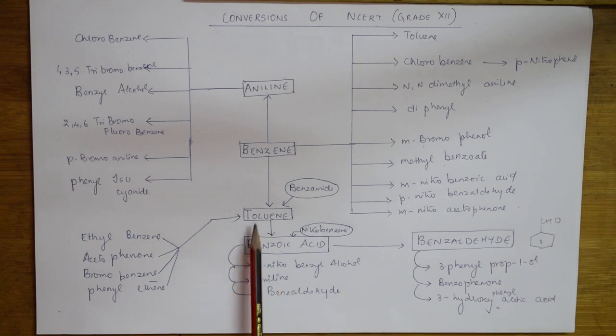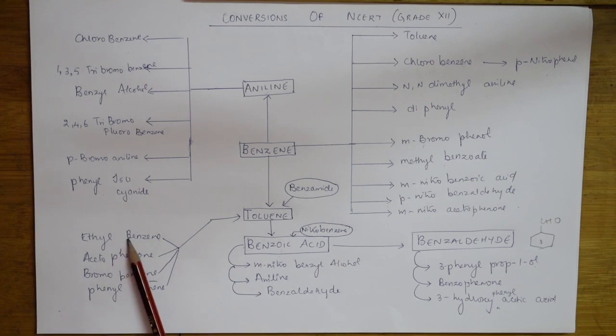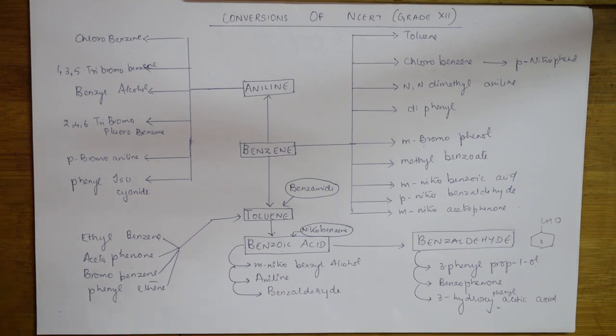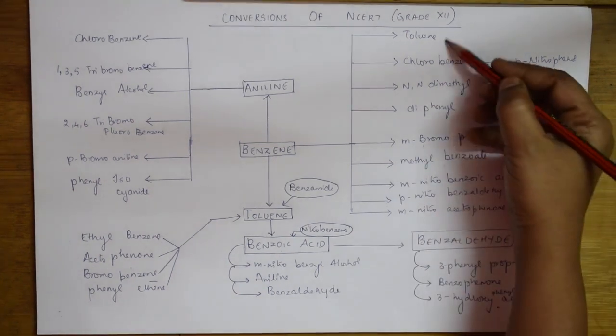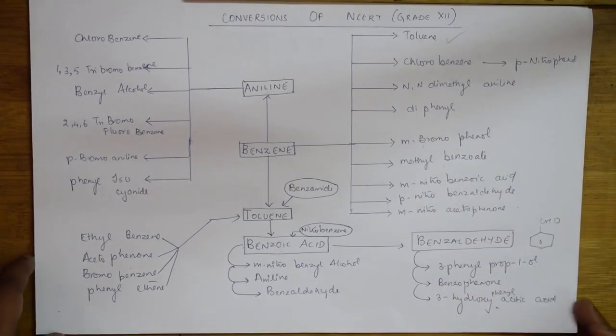Done. Now after that, you also have conversion of ethyl benzene, acetophenone, bromobenzene and phenyl ethene to toluene. Done. So I want everybody to note this aromatic conversions heading. I'll be starting with conversions from tomorrow. I want this to be ready with you so that whenever I complete, you can put a tick like this in the paper, right? Prepare like this and keep.